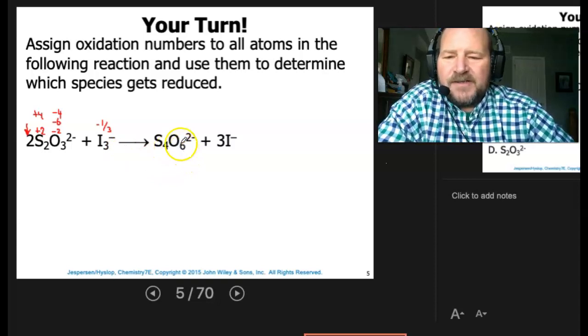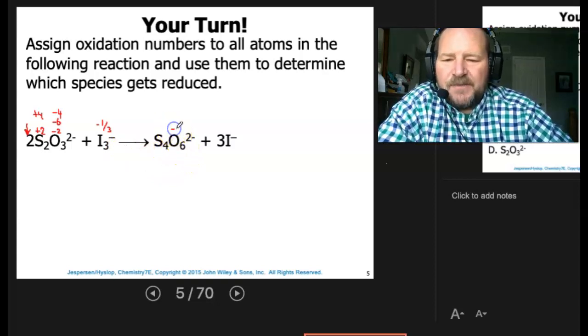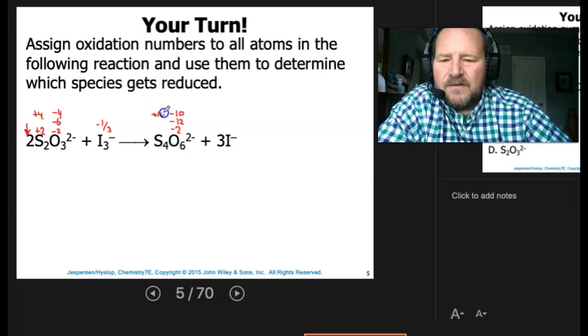Now, on our product side, oxygen is going to be -2. This time we have 6 of them, so it's going to be -12. We need to have an overall -2 charge, which means we need to deal with -10. And this time we have sulfur being a 4, so that has to be +10.